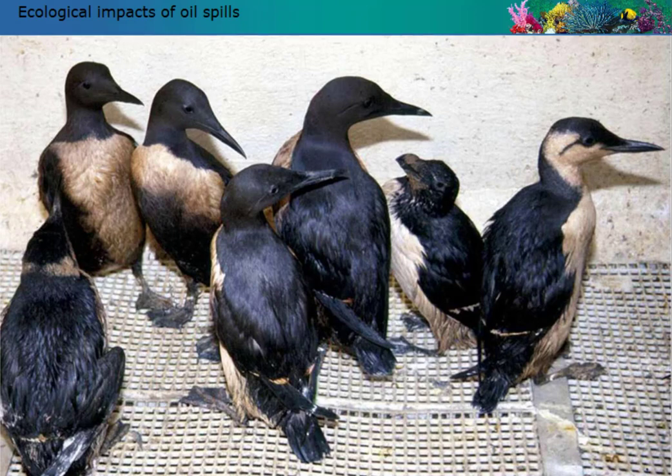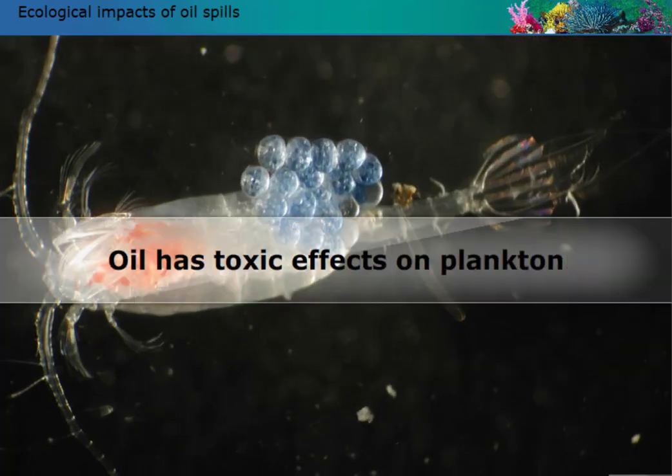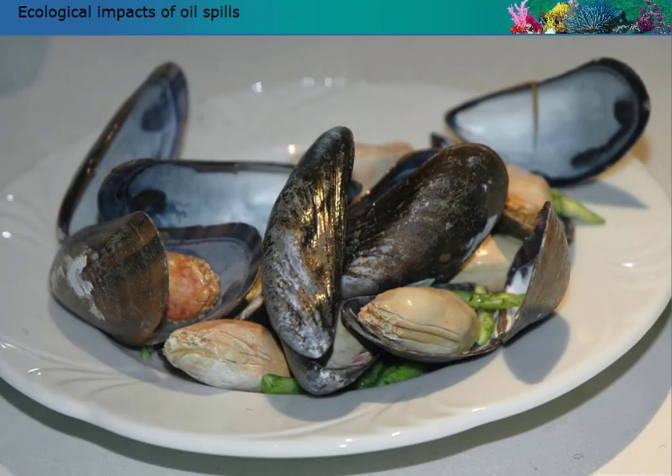Laboratory studies have demonstrated that oil has toxic effects on zooplankton, and zooplankton are an important link in the food chain. Also, shellfish, like mussels, filter seawater and ingest oily components. This gives them an oily taste, which is bad news for mussel farmers.